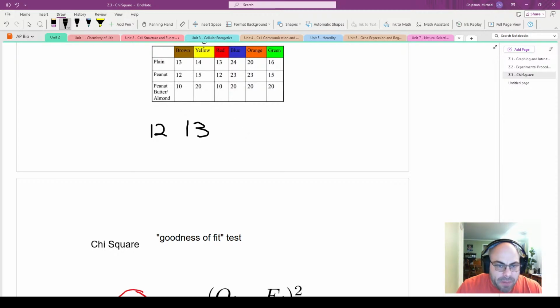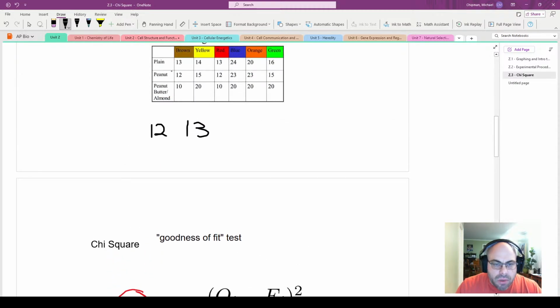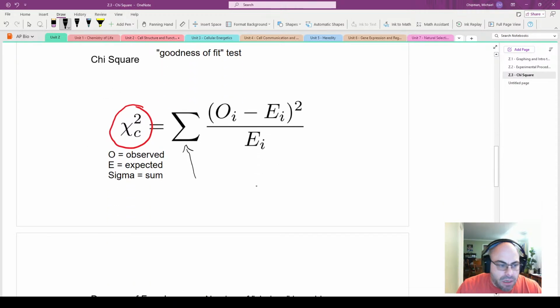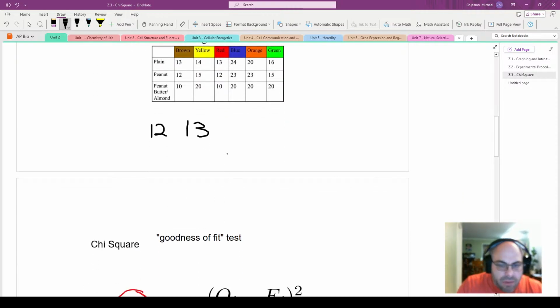All right. So my expected is 13, but my observed is 12. Observed minus expected is 12 minus 13, which is -1, squared is 1, over expected. So 1 over 13 is a number, and that is one thing. Then I'm going to do the same thing for yellow, red, blue, orange, and green. Let's say I add all of that up and my number is 7.27.